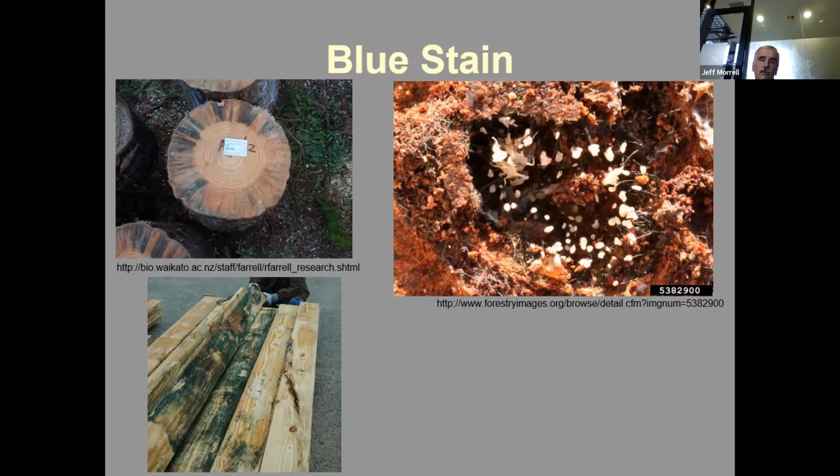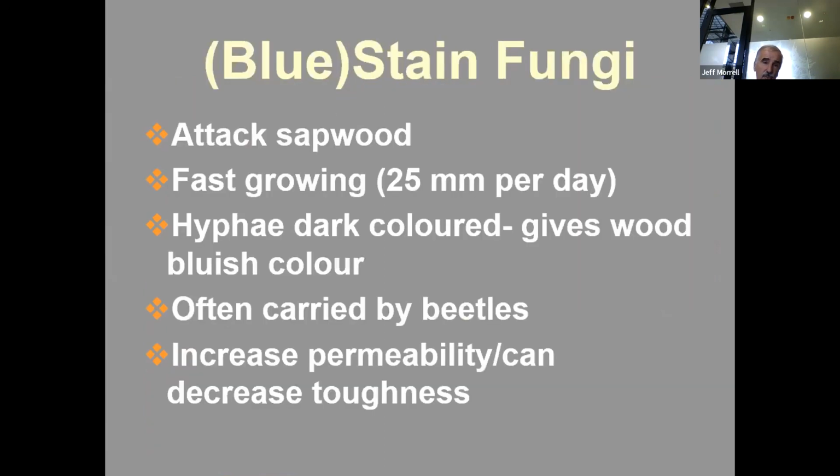Stain fungi grow in the wood. They can cause a little bit of damage structurally, but they're mostly a cosmetic defect. They make the wood a little bit more permeable, but they really don't structurally affect it. So you can use stained wood for lots of applications. As I said, blue stain fungi attack sapwood and are fast growing again.